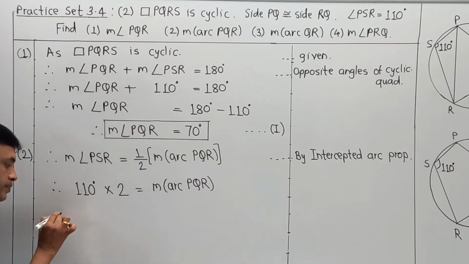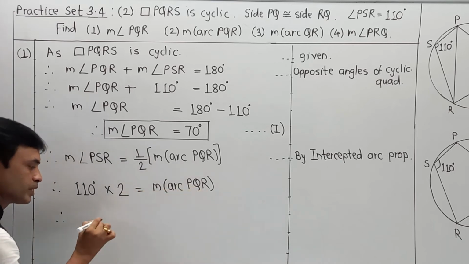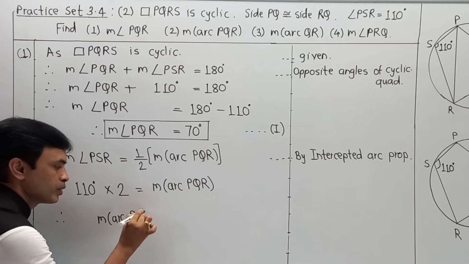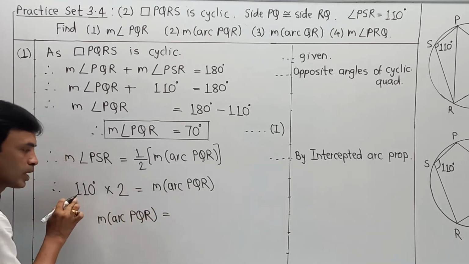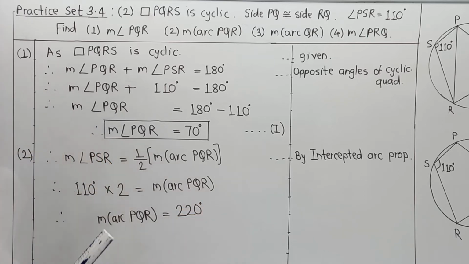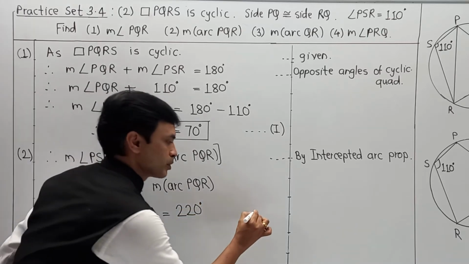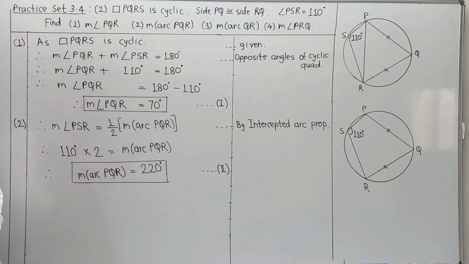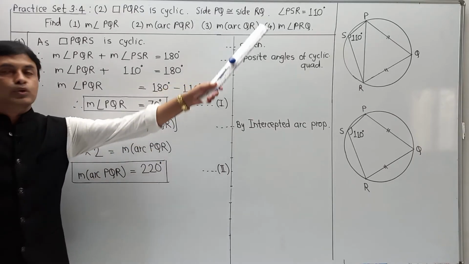So writing this part, I am going to shift it over here. Major arc PQR is equal to 110 into 2, that becomes 220 degree. This is also our required answer. So I am going to give it as equation number 2. Now still we have to calculate more to answer.